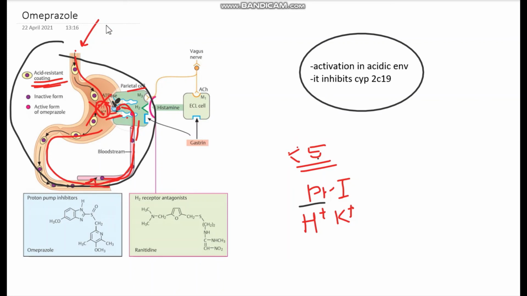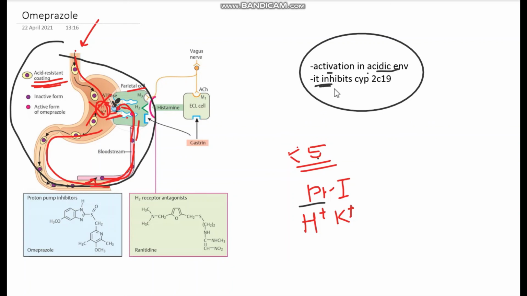So that is how the instruction for omeprazole goes: first you don't take the food, let the stomach be empty, take the drug, and after half an hour take the food, and now it will be able to reach the parietal cell H plus K plus ATPase pump. So that was the first point, about its activation in the acidic environment.